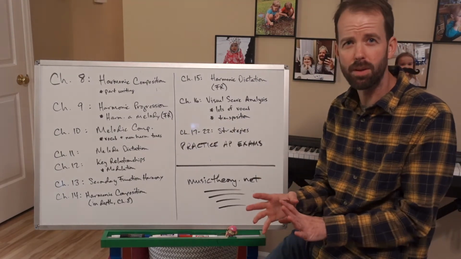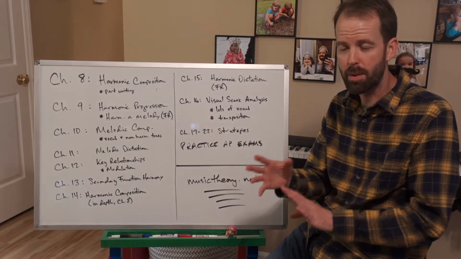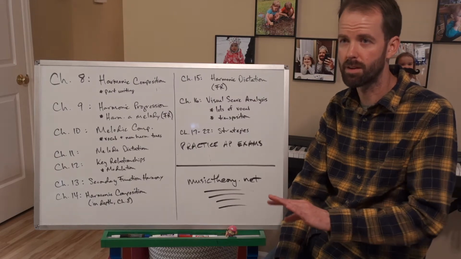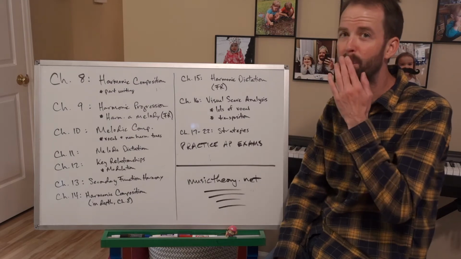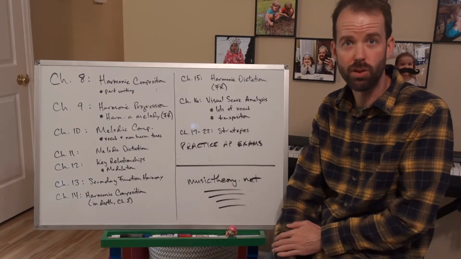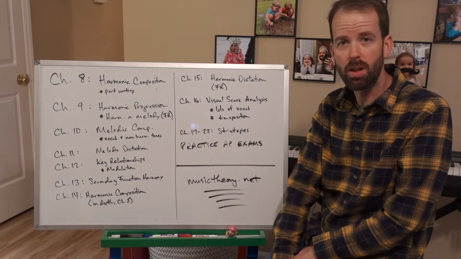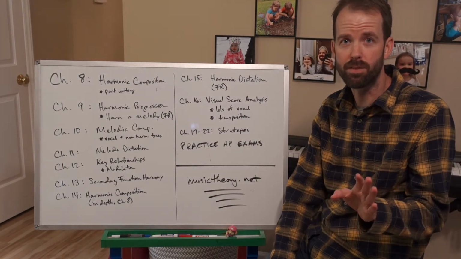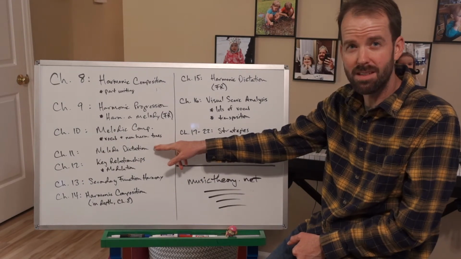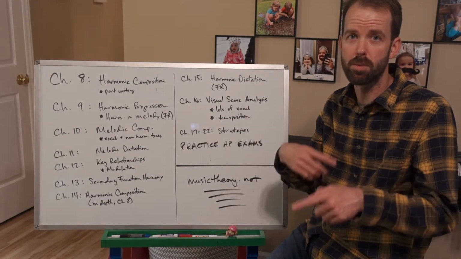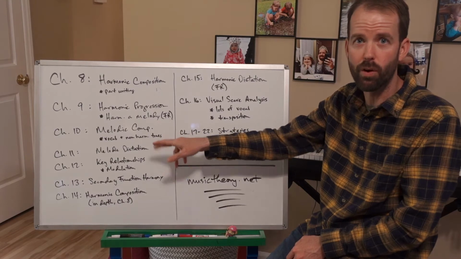Chapter 10 is called melodic composition. There's some vocabulary in that chapter, and the primary concept taught there is non-harmonic tones. So in a melodic line, the notes that don't fit into the chords, that are outside of those chords. Chapter 11 is melodic dictation. We've already done a lot of that in class, so we may skip a video on that, and I'll just do some ear training videos with you, but that's one that we've already kind of covered.